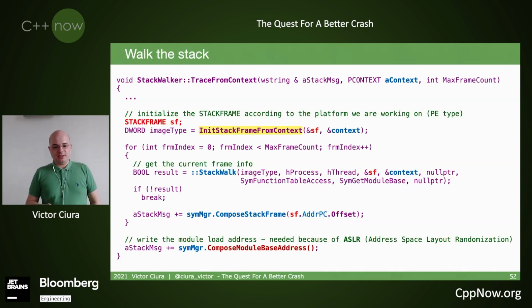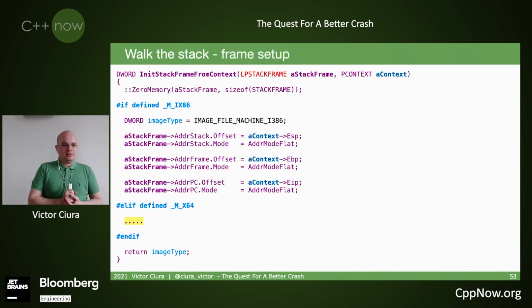So ASLR is a minor complication. You just need to store this base address, and you need to subtract some pointers. That's it. Just subtract some addresses. It's nothing complicated, but you need to take care of it. All right. And the stack frame function I mentioned earlier, the helper function, init stack frame from context.